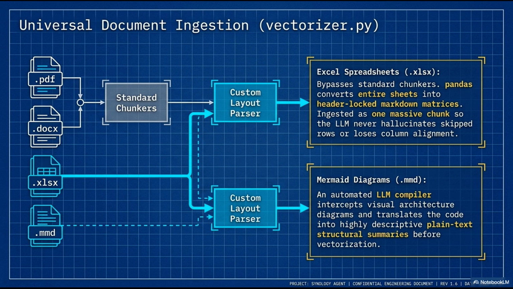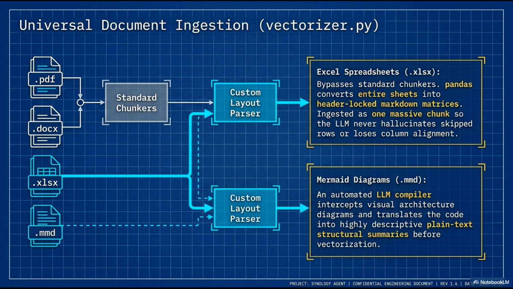To solve this, vectorizer.py utilizes pandas and OpenPyXL to intercept the file. It reads the entire Excel matrix, converts the data frame into a header-locked markdown table, and injects the entire worksheet into the database as a single, unbreakable vector chunk. Oh, wow. It forces the database to ingest the table as one massive unit, eliminating token clipping errors.